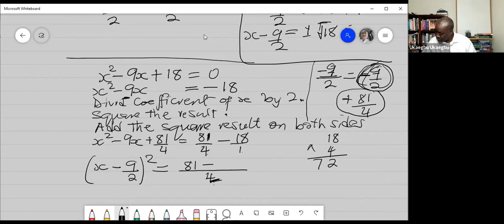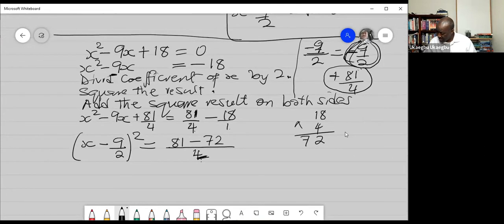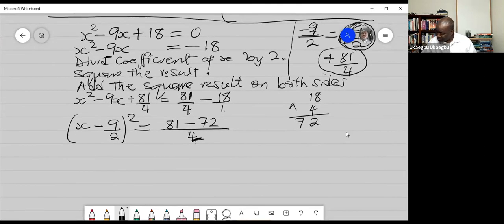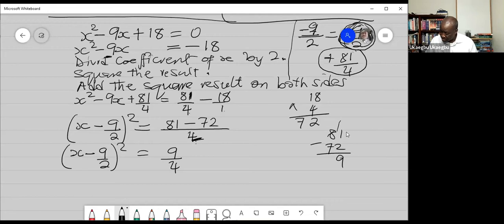That's 72. So you have 72 here. Now 81 minus 72 should give us 9. So on the right side, you are going to have 9/4. On the left side, you are going to retain the same number, x minus 9/2 whole squared.